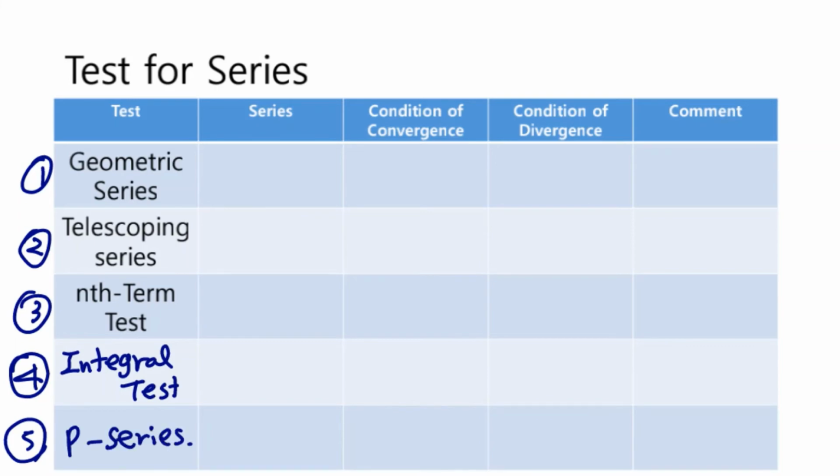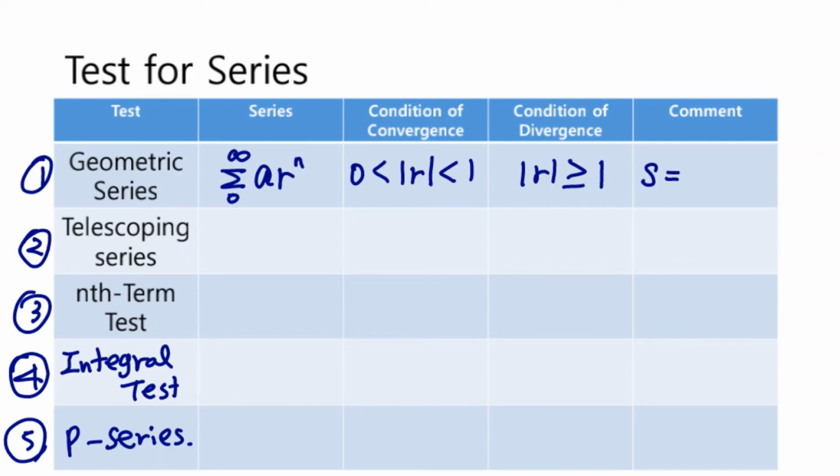A geometric series looks like this: the sum from 0 to infinity of a r to the nth power, and it converges when the absolute value of r is between 0 and 1. It diverges when the absolute value of r is greater than or equal to 1. By the way, the sum of the geometric series is a over 1 minus r.